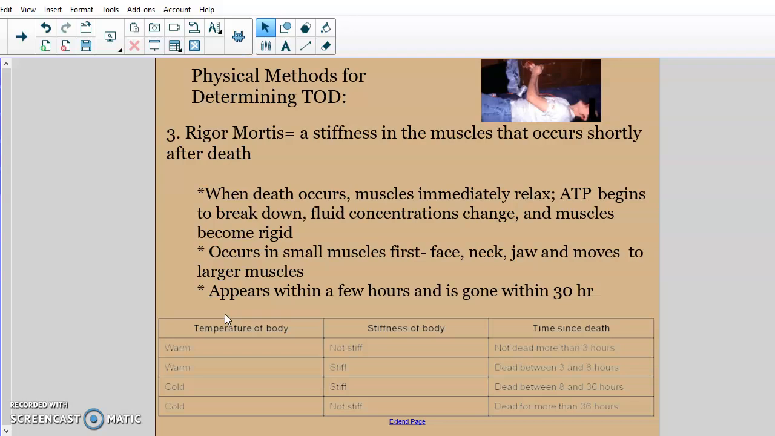If you get to a body and it feels cold to the touch, but it's still stiff, it's been between 8 and 36 hours. So usually the body is in full, complete rigor at the 8 hour mark. And usually the body's also cold by that time because it's gotten to room temperature. It's lost enough degrees per hour. So between 8 and 36 hours, the body will be cold and stiff.